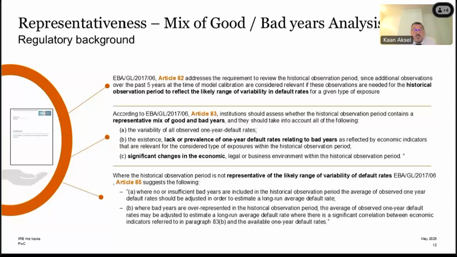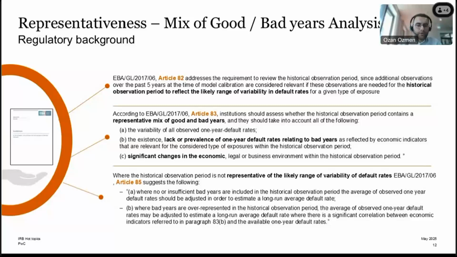Please try to explain to us why that is so difficult, and why many banks are failing to meet the minimum expectations on representativeness, please. Yes, thanks, Kaan. So hi, everyone. Today we have this bonus topic, as Kaan explained, because we receive a lot of questions around this analysis, which is called the mix of good year, bad year analysis, and it's part of the representativeness framework from the EBA guidelines on PD and LGD estimation.